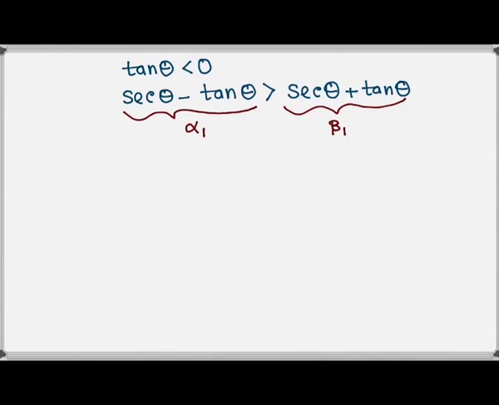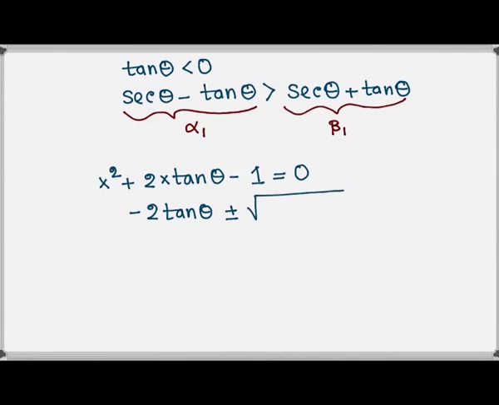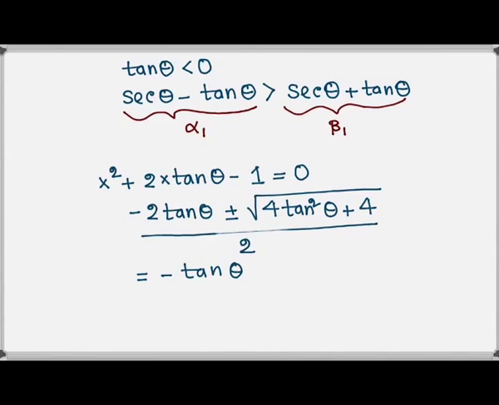Next we consider the second quadratic equation, which is x square plus 2x tan theta minus 1 equals to 0, and the solutions of these equations are minus 2 tan theta plus minus square root of 4 tan square theta plus 4 divided by 2, and this is equal to minus tan theta plus minus sec theta.